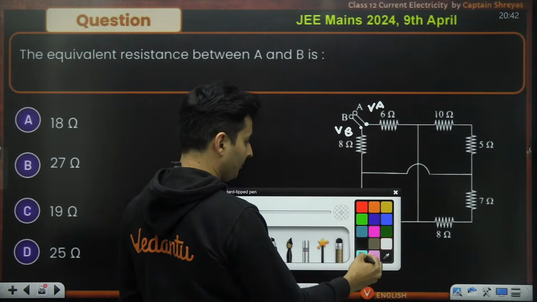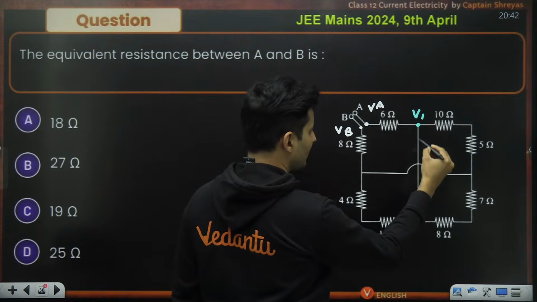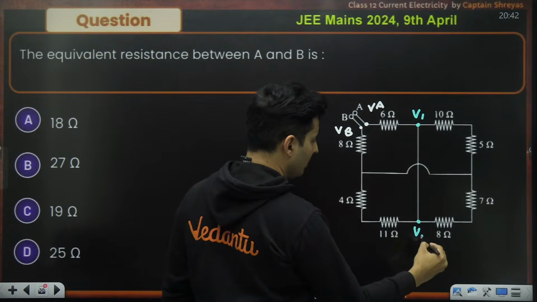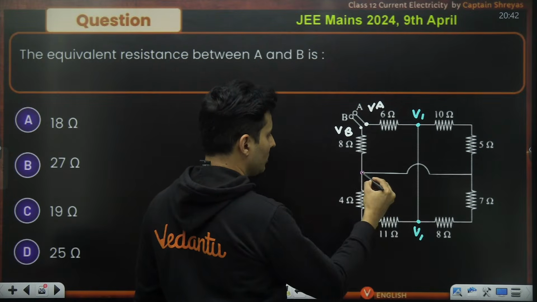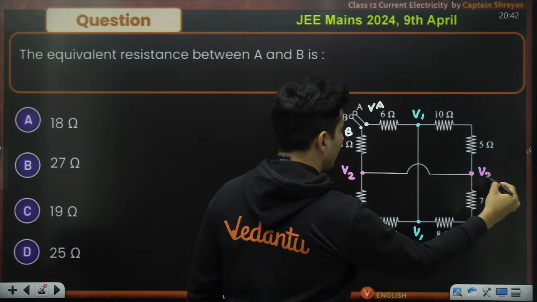Now over here, let's say I take this point as V1. This wire is going like this. This is not connected, there is a jump in it. This is also going to be V1. And if I assume this point to be V2, the same wire is going here and this is connected like this.